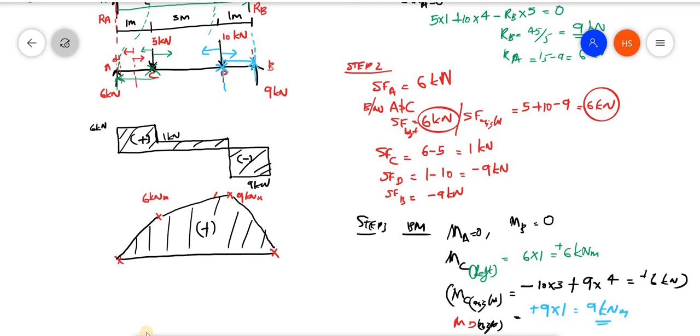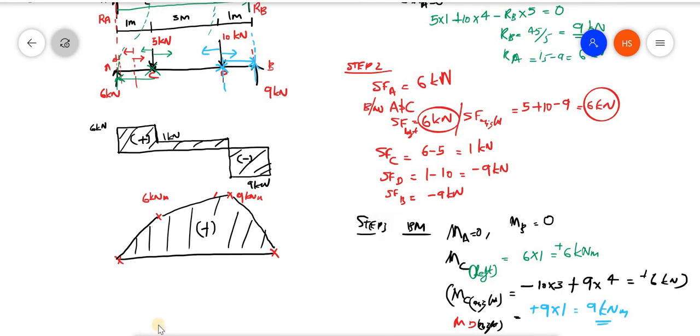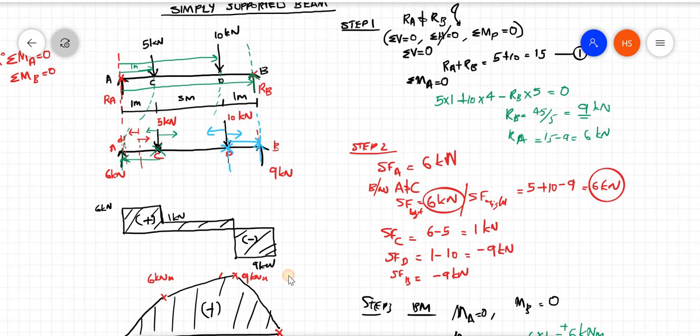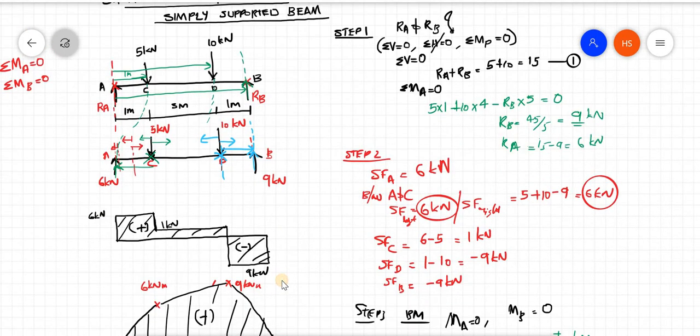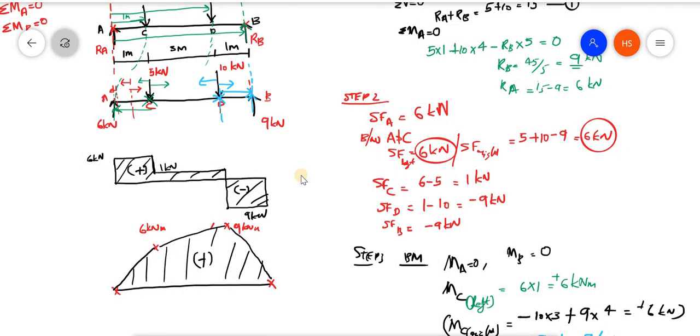So we have started to draw a shear force and bending moment diagram of a simply supported beam. The first step is that you have to find out the reactions. Second step, you find out the shear forces, then draw the shear force diagram, and then the bending moment diagram.